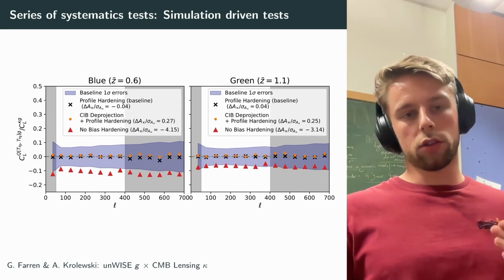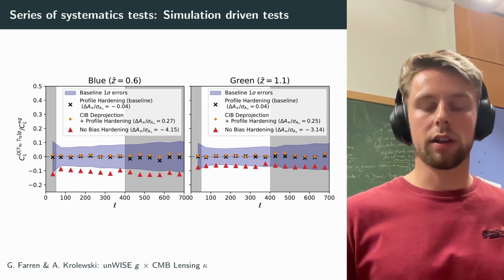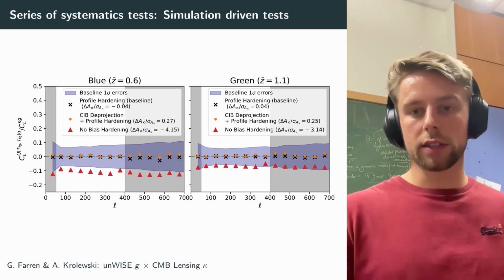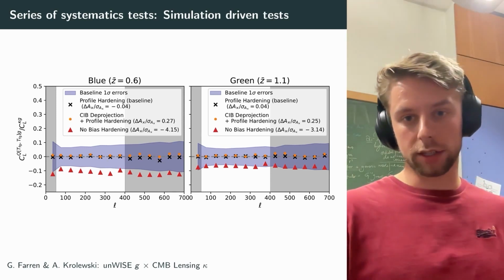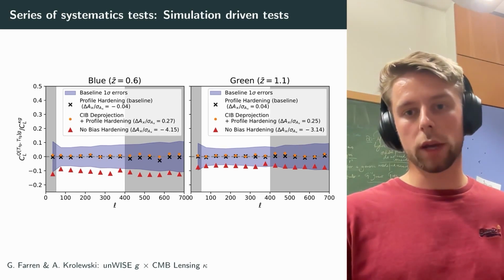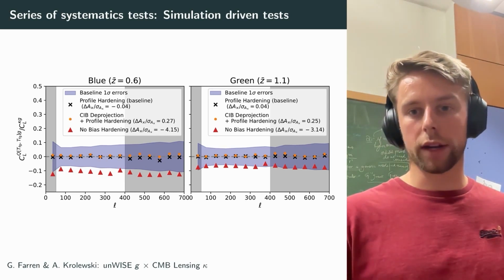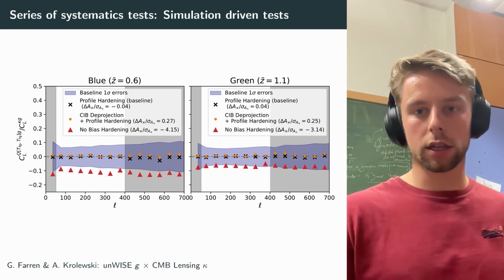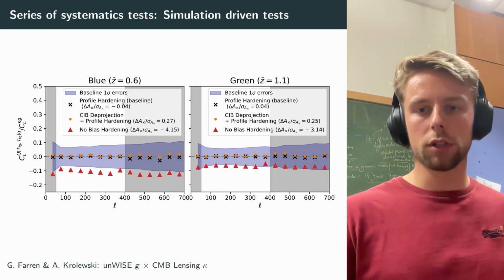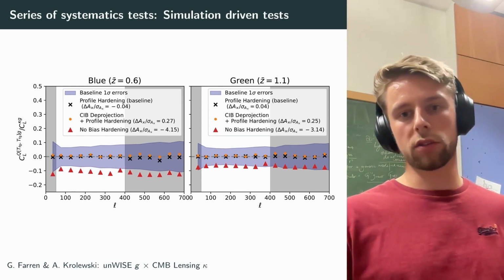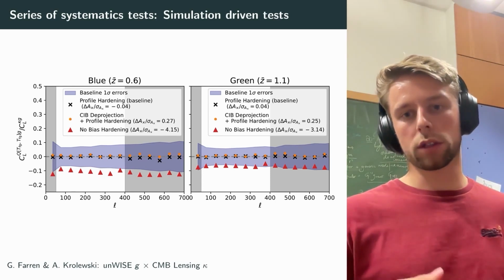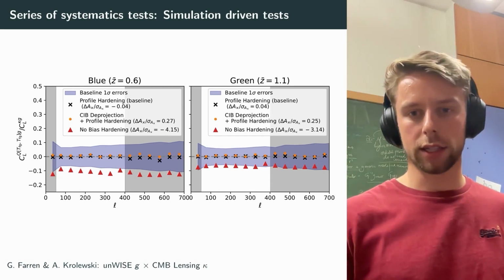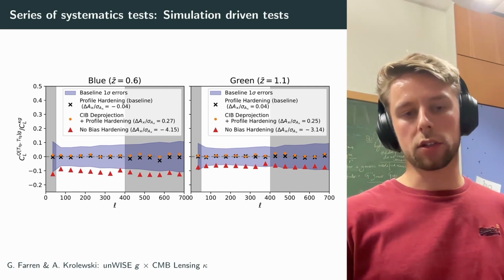In addition to those null tests, we also have a series of simulation-driven tests. What we did here is we took realistic foreground simulations from the WebSky simulations. We populated the WebSky halo catalog with unWISE-like galaxies using an HOD model. And then we cross-correlated a lensing reconstruction performed only on the foreground maps with those galaxy samples. Essentially what this simulates is, what if those foregrounds were present in the lensing data? What would the bias to your spectrum be?